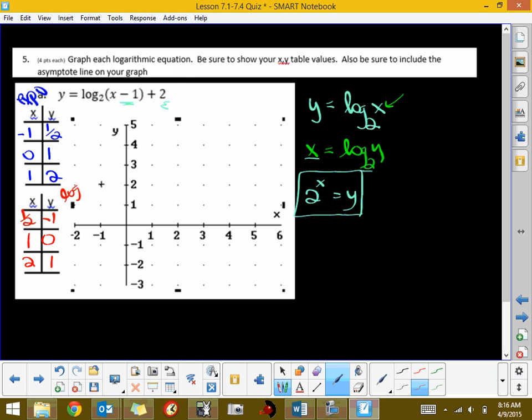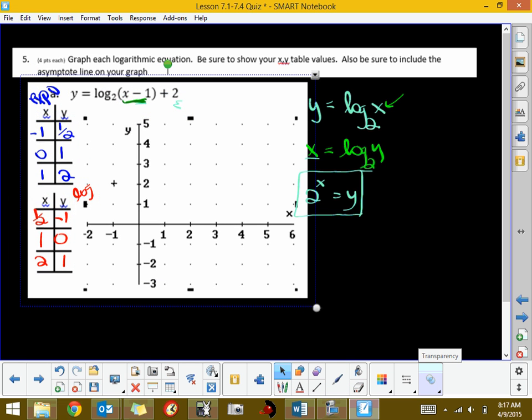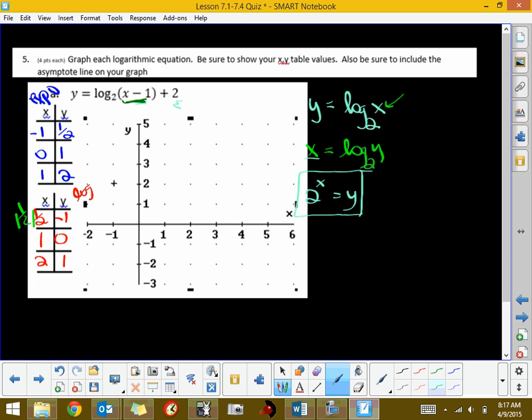Okay. Now we want to take care of the transformations of that log graph. We said there are two transformations. This -1, since it's inside those grouping symbols, has to affect or change the x's. So instead of this being a half and 1 and 2, let's see if I can slide all those over. That'll buy me some room. So instead of that, we want to add 1 to all these. So if I add 1 to a half, now we have 1 1/2. Add 1 to 1, we get a 2. Add 1 to 2, we get a 3. So those are the x values of the ordered pairs.